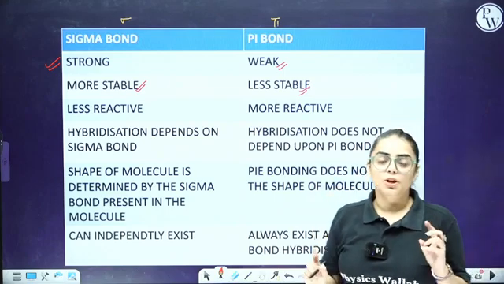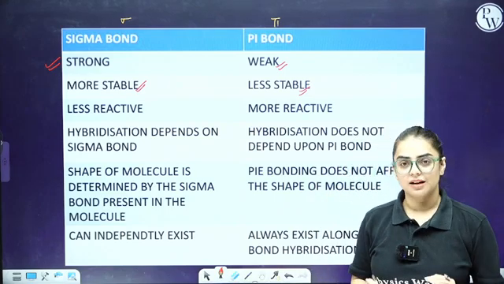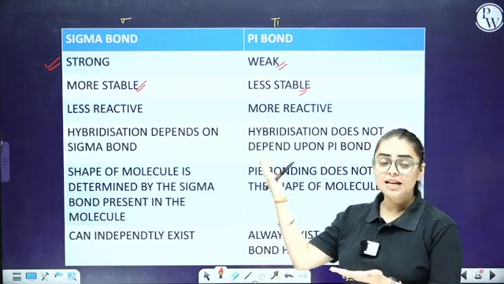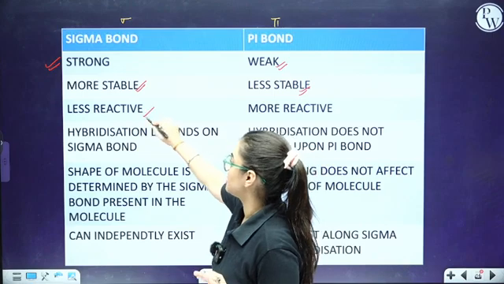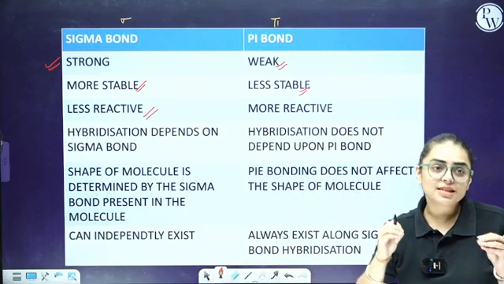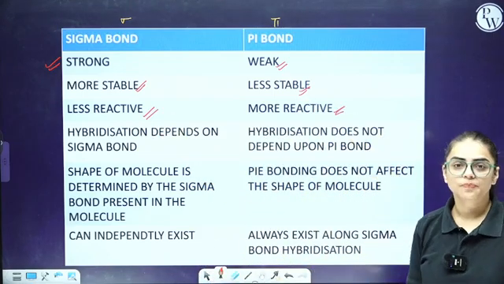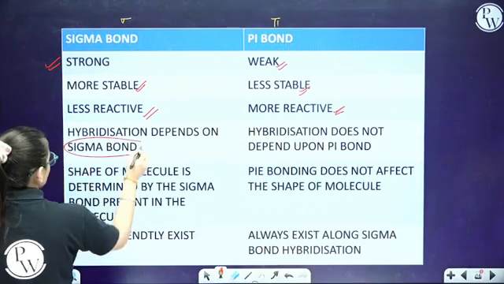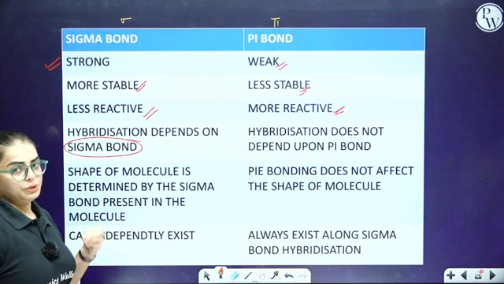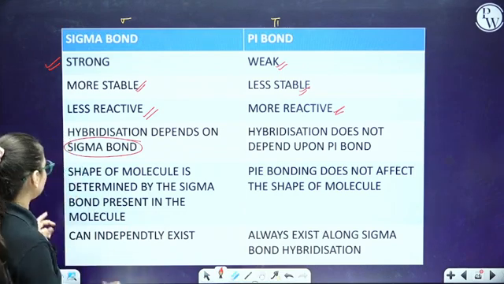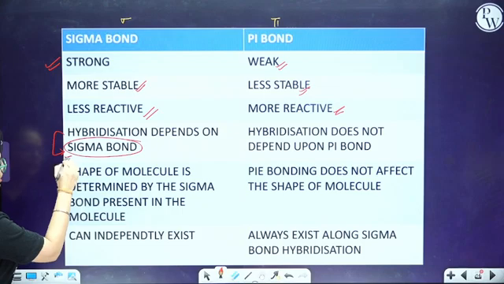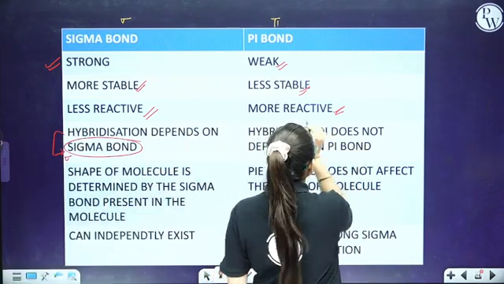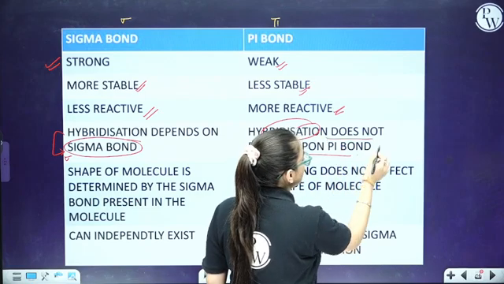Now always remember, the one which is more stable is less reactive, because stability and reactivity are inversely proportional. So the more stable one is less reactive, and the less stable one, students, is more reactive. Next part: hybridization depends upon sigma bond. Now we are going to start with the next topic, hybridization. It basically only and only depends upon sigma bond. It won't depend upon the pi bond. Always remember, hybridization does not depend upon pi bond.